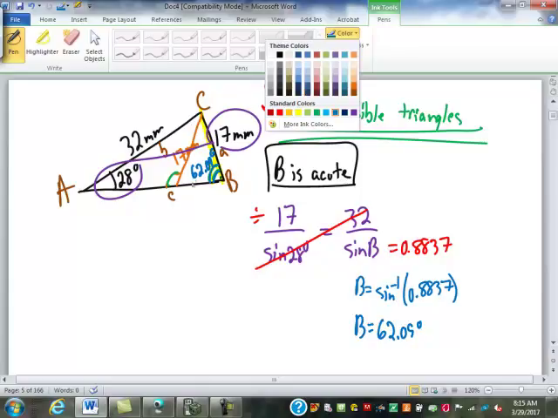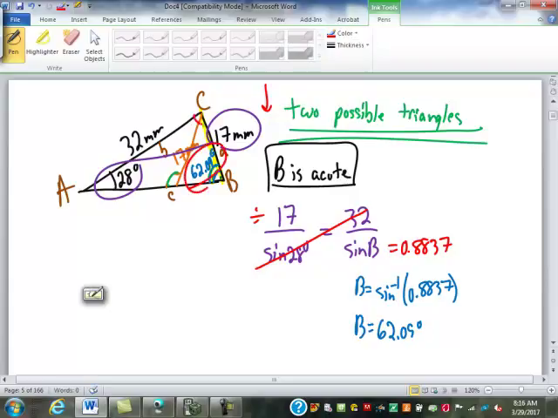Now that I have that angle, I can find angle C up here. Because angle C is just going to be 180 minus the 62.09 and minus the 28. Angle C. Oh, what is that? 89.91 degrees for angle C.